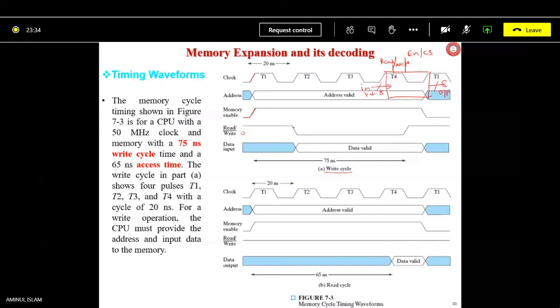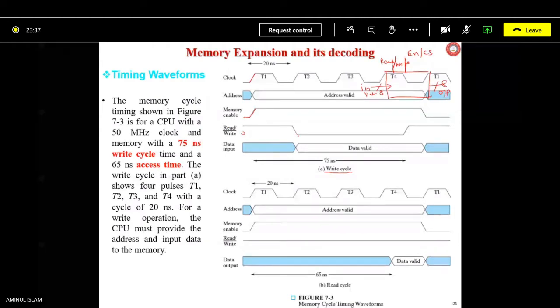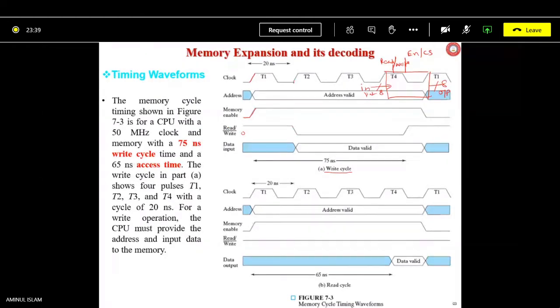So this enable signal is lowered for the write operation at the rising edge of T2. The write cycle in part one, this diagram, shows 4 pulses T1, T2, T3, T4, because we know 75 nanoseconds is required. So with 3 we cannot do it. 3 pulses are not sufficient for a write operation. At least 4 are required.